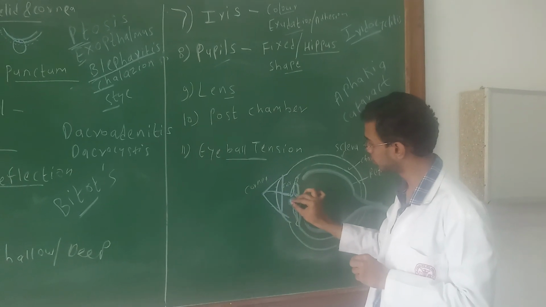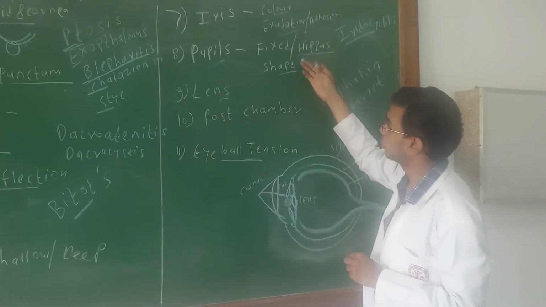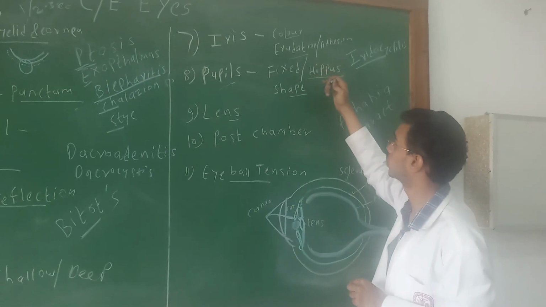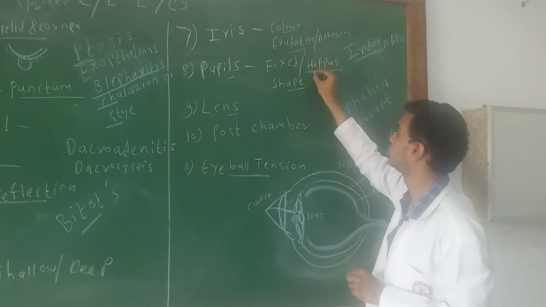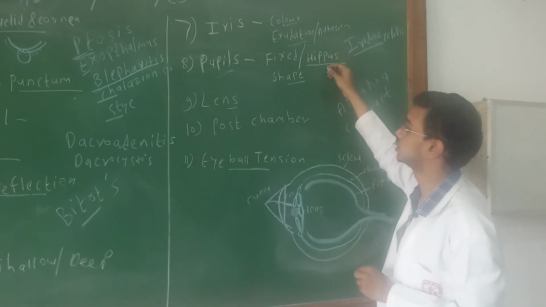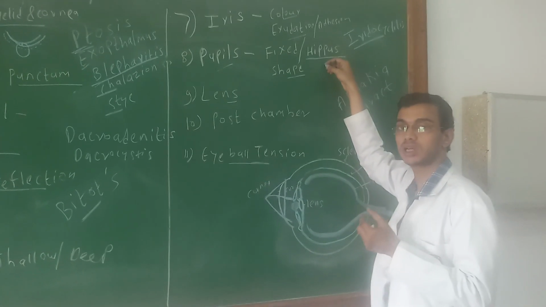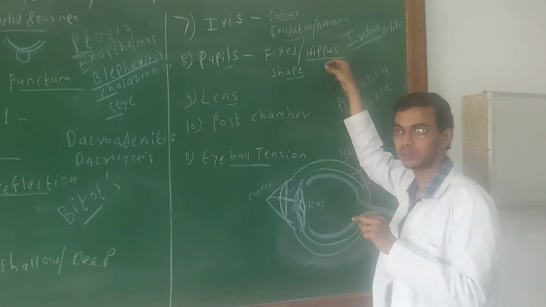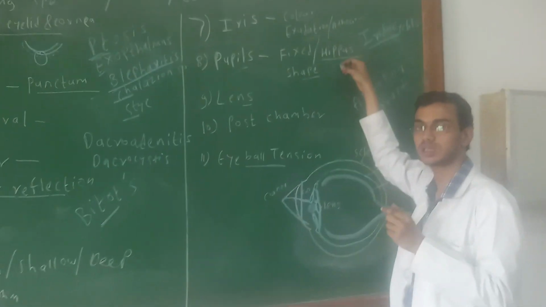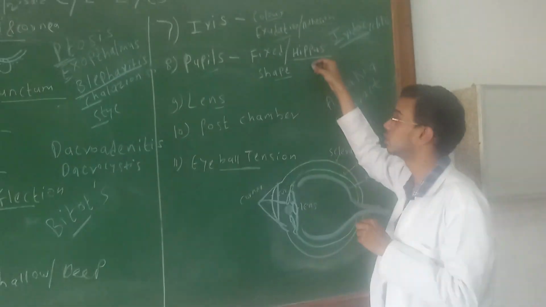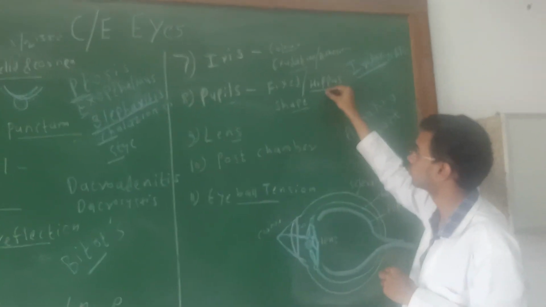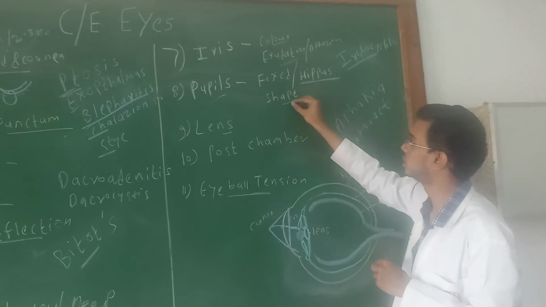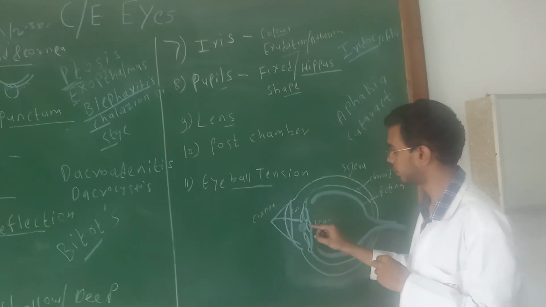Okay. Then pupils. The pupil is whatever gap is present between these two irises. In that we have to see the shape of the pupils and whether the pupil is fixed or shows hippus. What is hippus? It is the alternate constriction and dilatation of the pupil. It is because of the presence of two muscles, the dilator pupillae and the constrictor pupillae. A normal person has hippus, the pupil shows hippus. Normal shape is a regular shape.